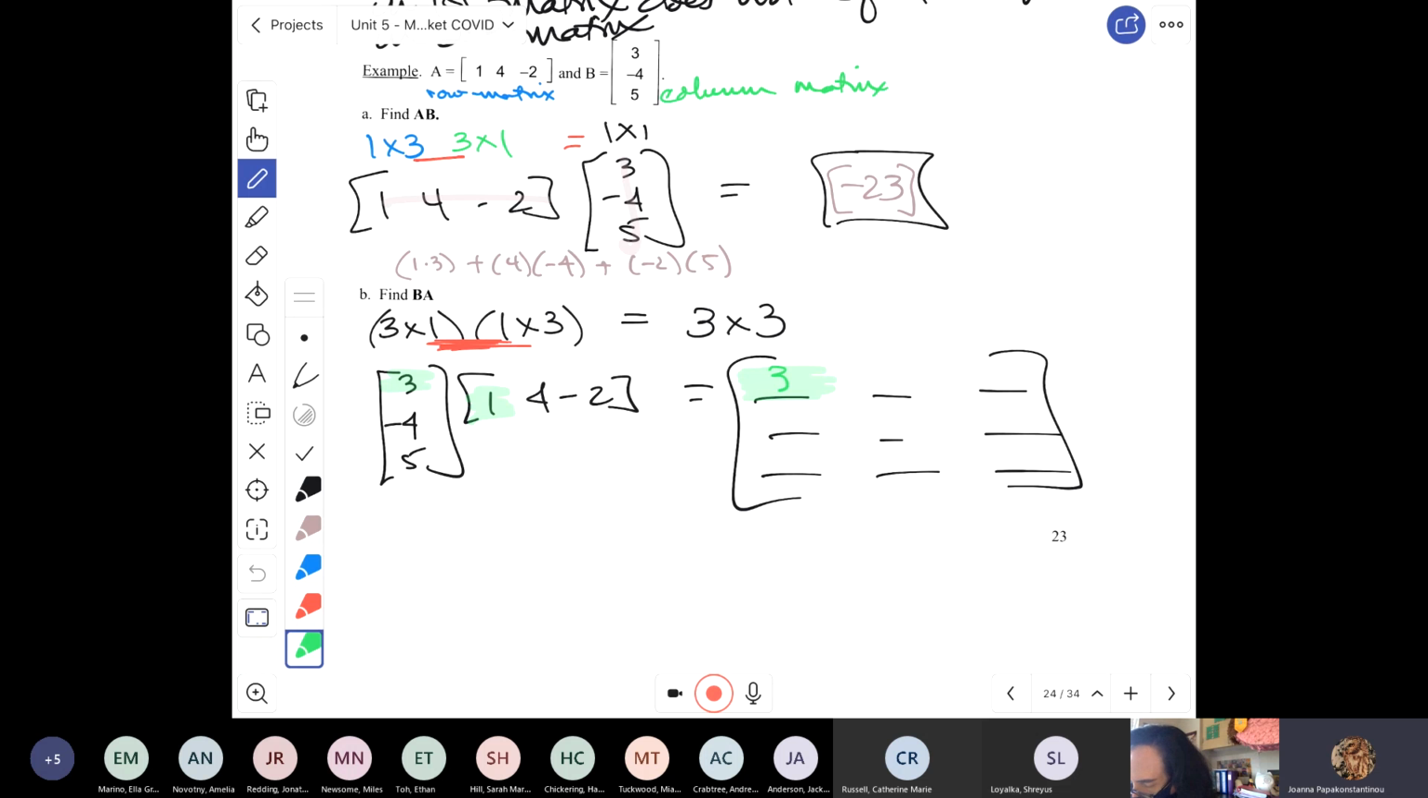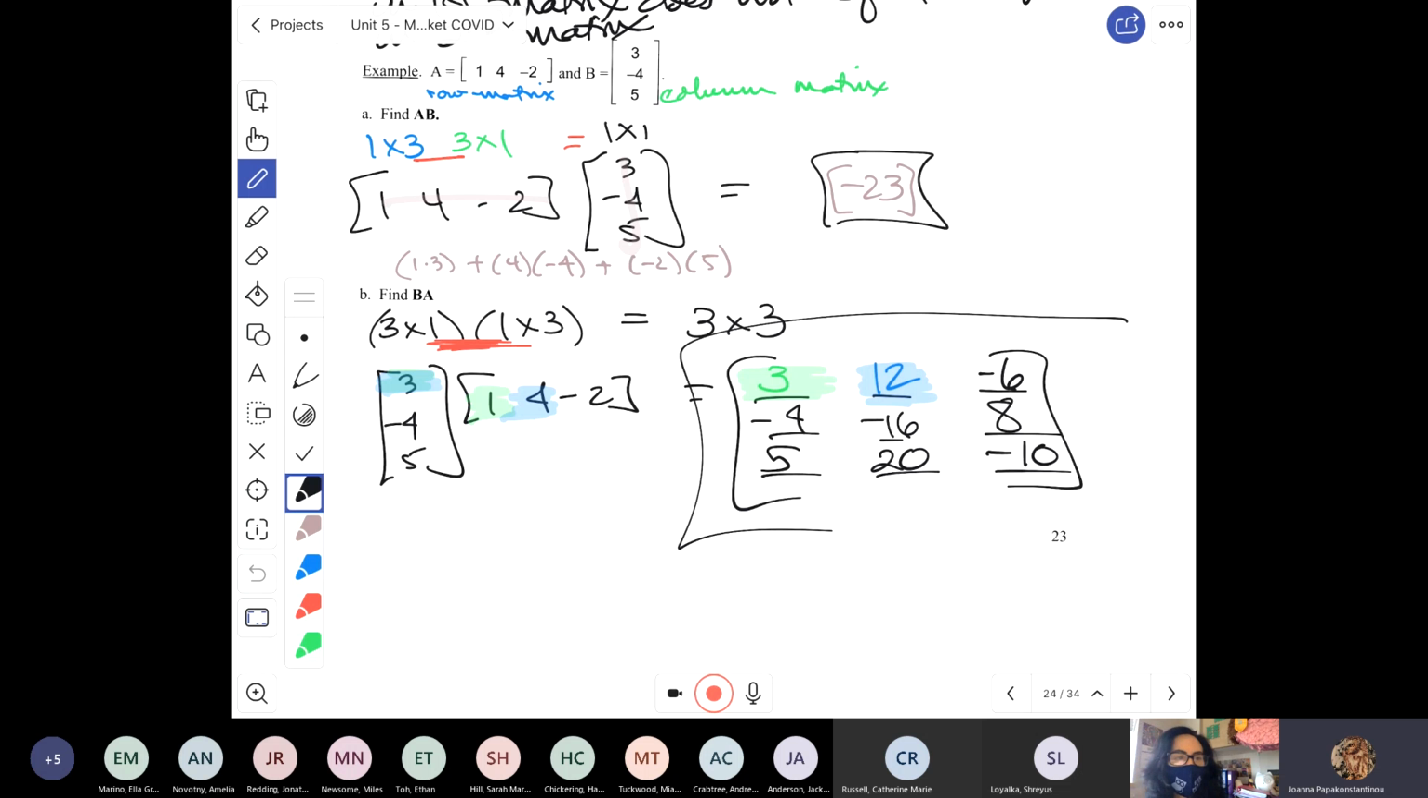Okay, what about the next one? Well, the next one is what position? 1 by 2, first row, second column. So what is that going to give me? And can we keep going? You think y'all can keep going? Excellent. And there's your answer. Yes. Yes, I don't care. If it helps you, by all means, do it.